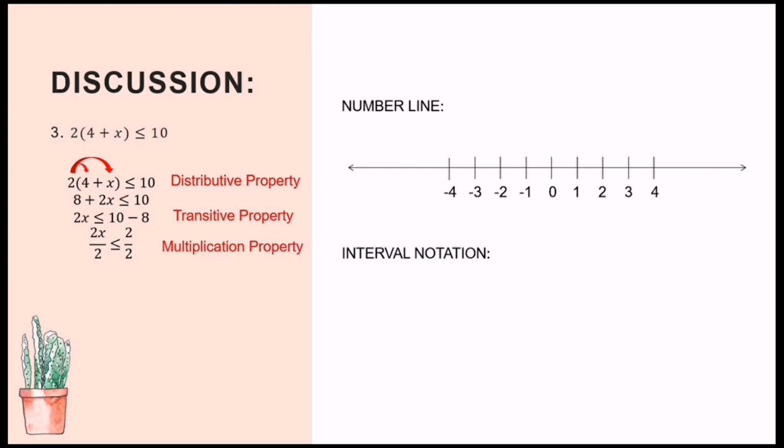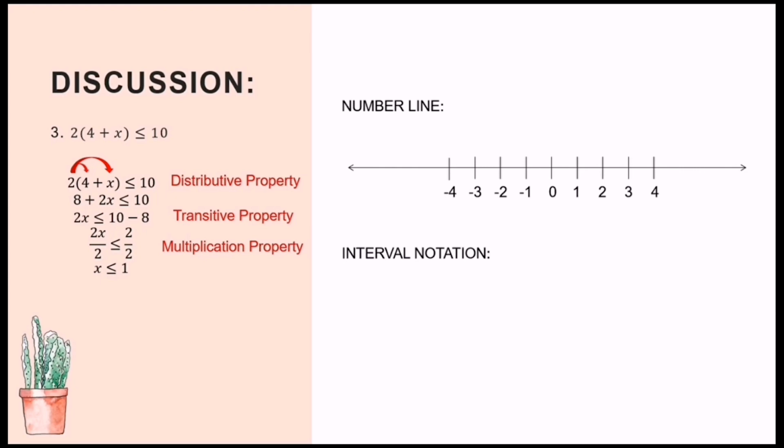It is called multiplication property of inequality. So we have x is less than or equal to 2 over 2, which is also equivalent to 1. So now our inequality is x is less than or equal to 1.